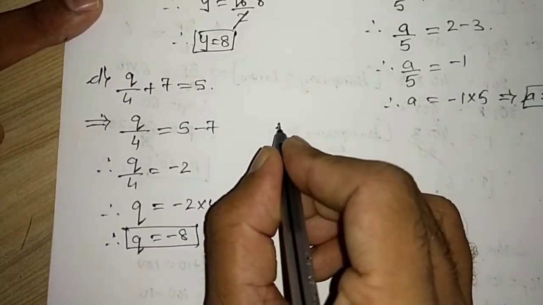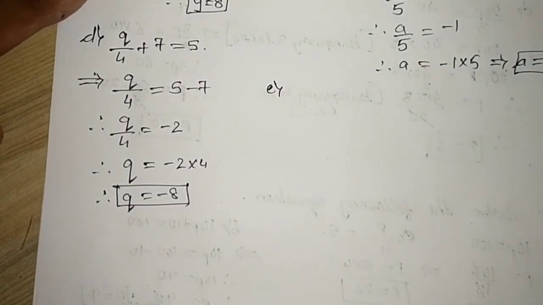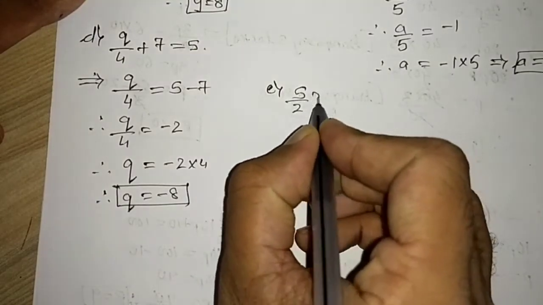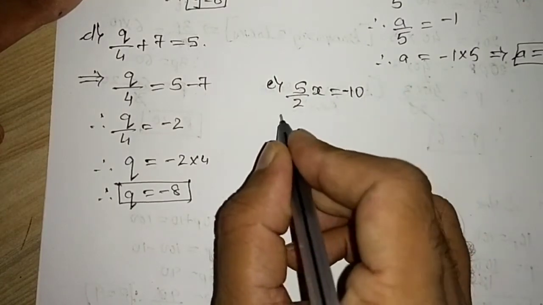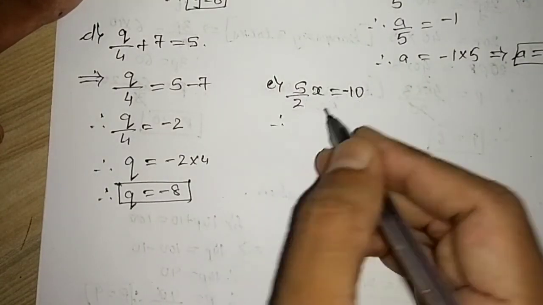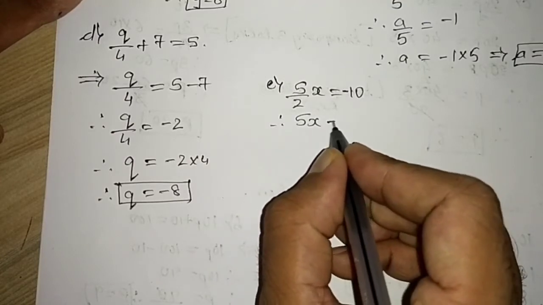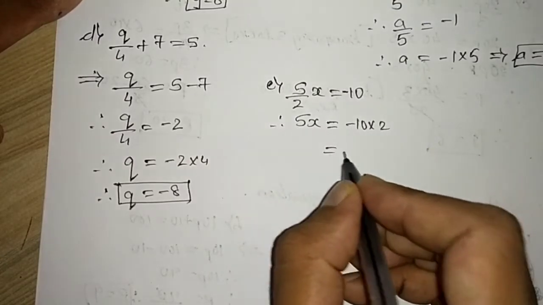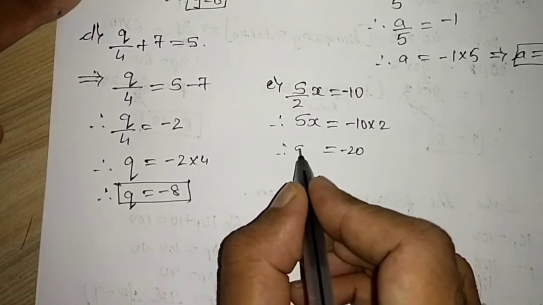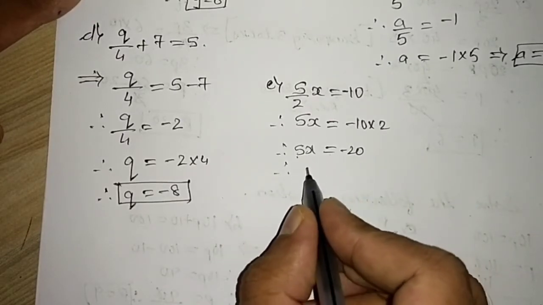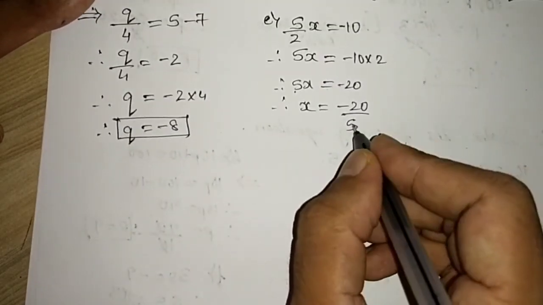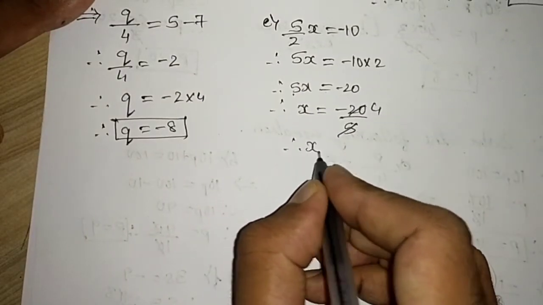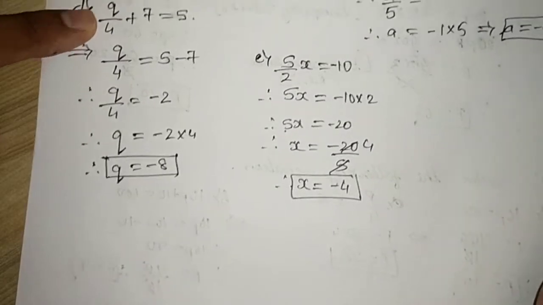Moving to part E, 5 divided by 2x is equal to minus 10, sorry. It is minus 10. 2 which is in division, if we take that side, it will become 5x is equal to minus 10 into 2, which will eventually become minus 20. Now 5 which is in multiplication, if we take that side, it will become minus 20 divided by 5, and in 5's table it goes 4 times. Therefore x is equal to minus 4 is your answer.